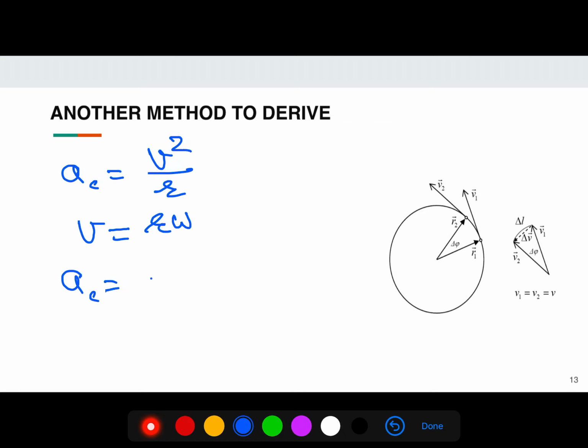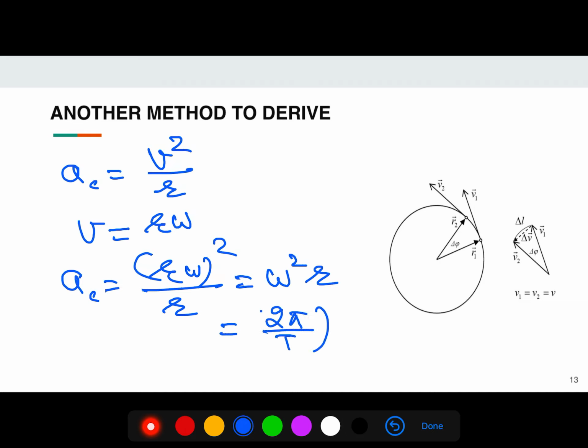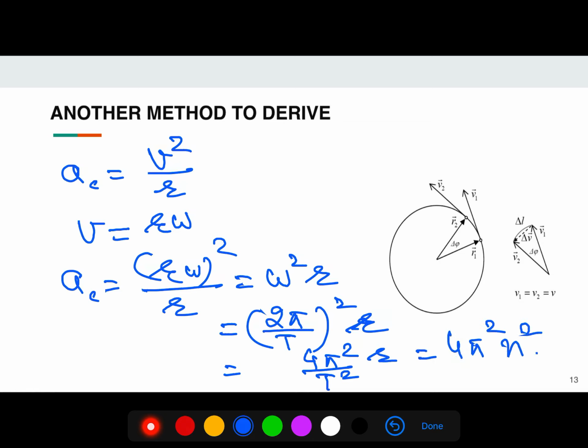So AC is equal to R omega whole square by R. We will get omega square R, and omega is also 2 pi by T, whole square into R. We will get 4 pi square upon T square R, or it is also equal to 4 pi square N square R, where N is the frequency.